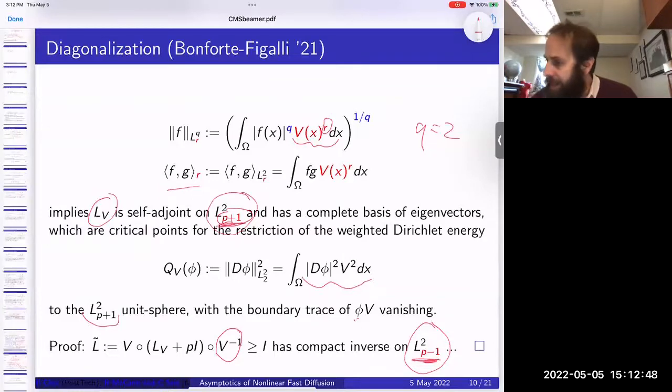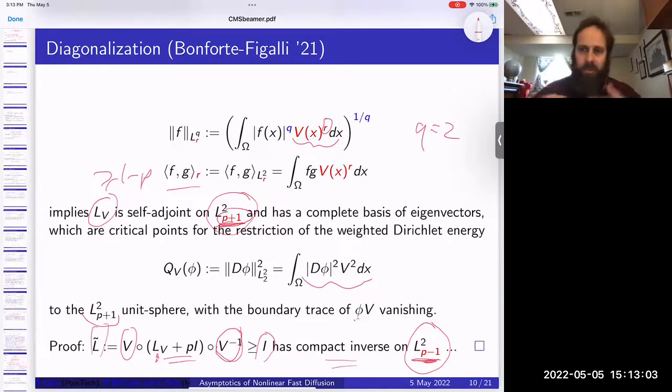But multiplication by v inverse is a unitary isometry between this weight and the weight that we want to work with. They show that when you compose with this unitary isometry and its inverse, and if you add enough to the function, remember I said LV was bounded below by 1 minus p. So if you add p to this function, you're bigger than the identity. And so this guy has a compact inverse, and they can apply the Riesz-Schauder theorem to get a complete basis of eigenfunctions. That's more or less how the diagonalization goes.